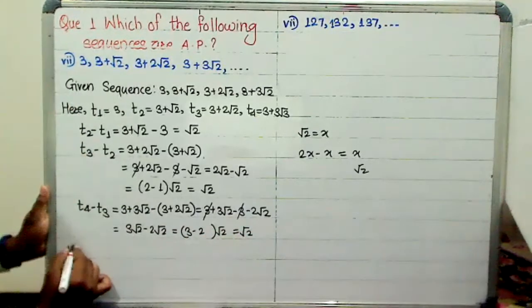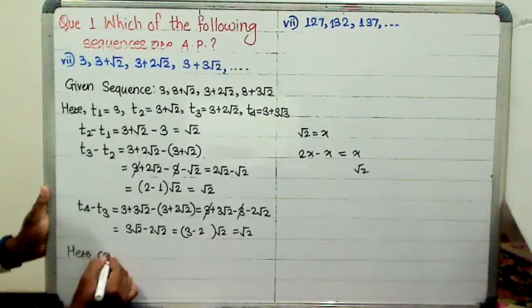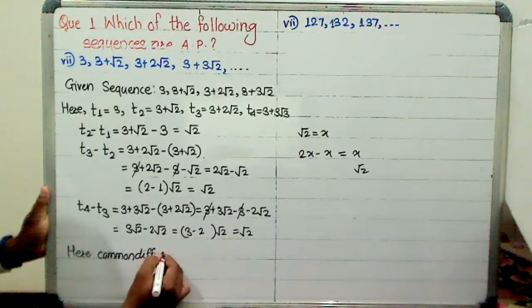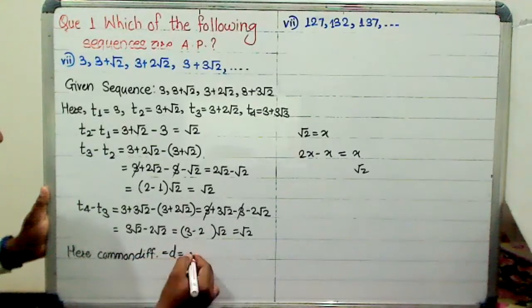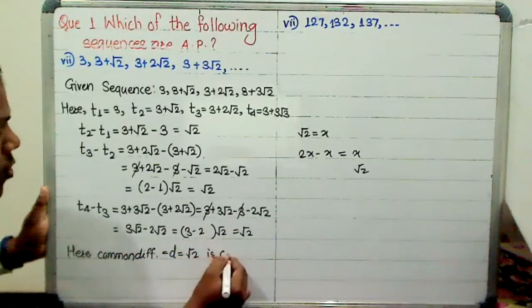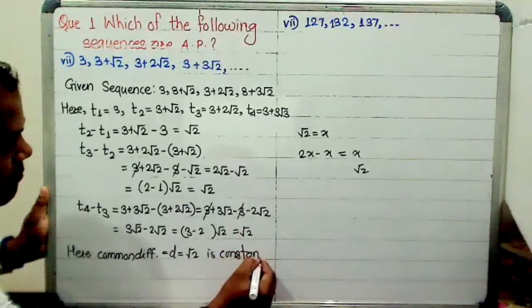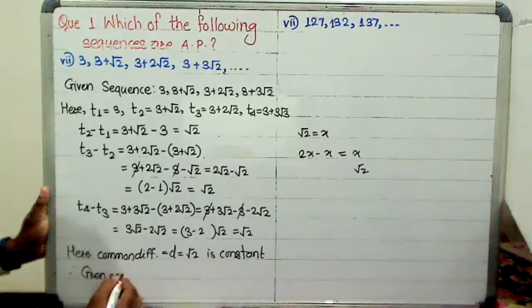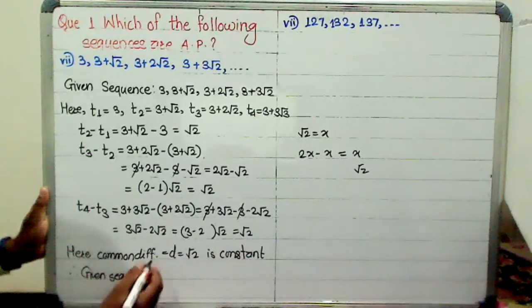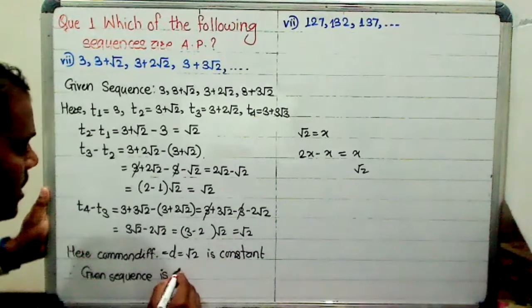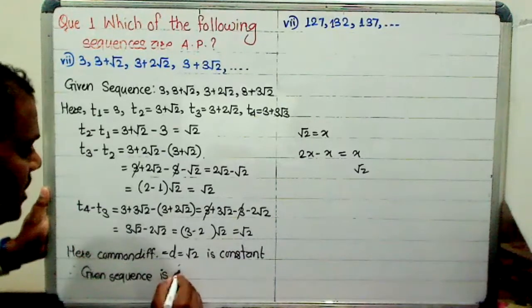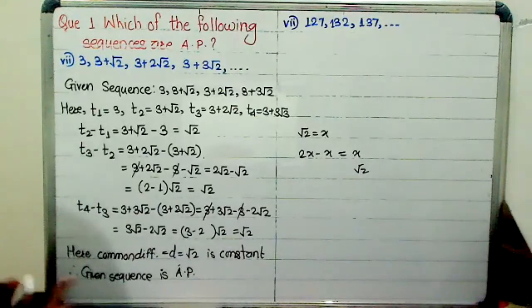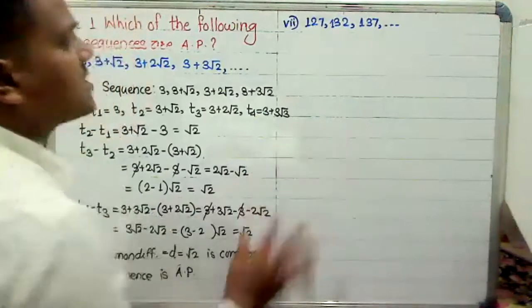So here the common difference D is equal to root 2, which is a constant. So therefore the given sequence is an AP. Now we'll discuss the next example.